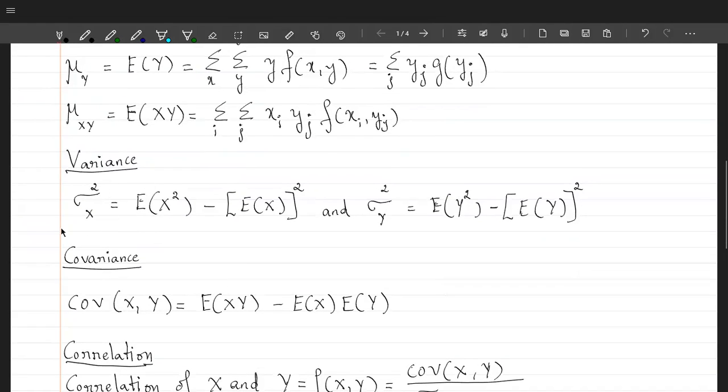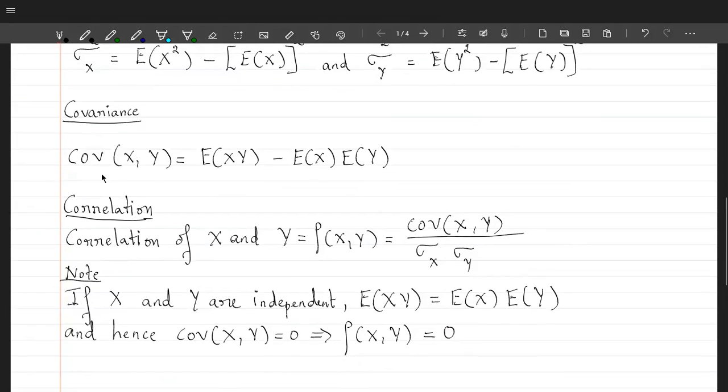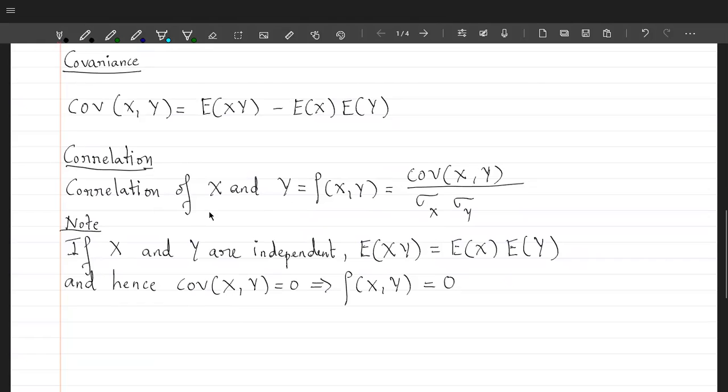Variance. Variance is denoted by sigma square of x, and that's equal to E(X square) minus E(X) whole square. And sigma y square is equal to E(Y square) minus E(Y) whole square. Covariance. The formula for covariance of random variables X and Y is equal to E(XY) minus E(X) into E(Y). Correlation of X and Y is denoted by rho(X, Y), and that's equal to covariance of X, Y divided by sigma x into sigma y.